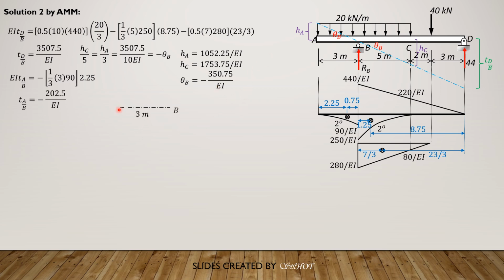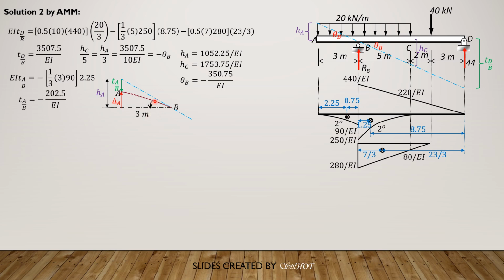1052.25. So if that is 3 meters, this is the horizontal line through B, and this is the tangent at B. This is the deviation of A relative to B, which is negative. This should be the elastic curve, and A is above the horizontal x-axis. Therefore, the deflection at A is positive, H sub A minus the absolute value of the deviation of A relative to B. So that's delta A, and that's the H sub A.